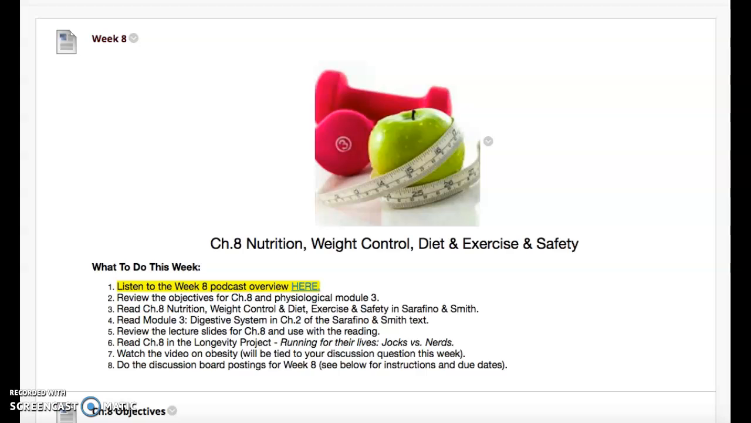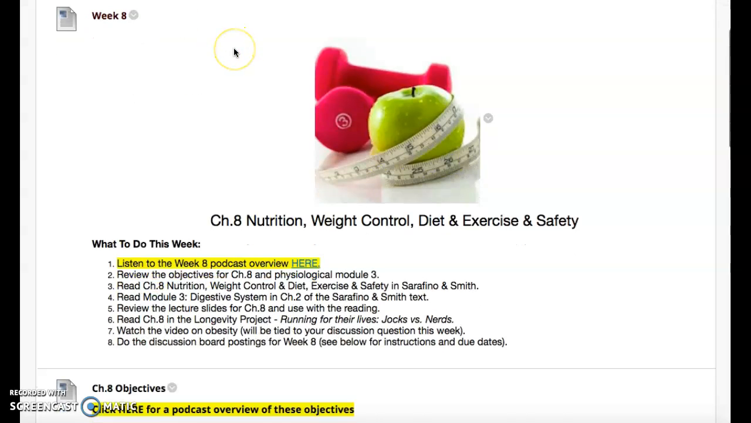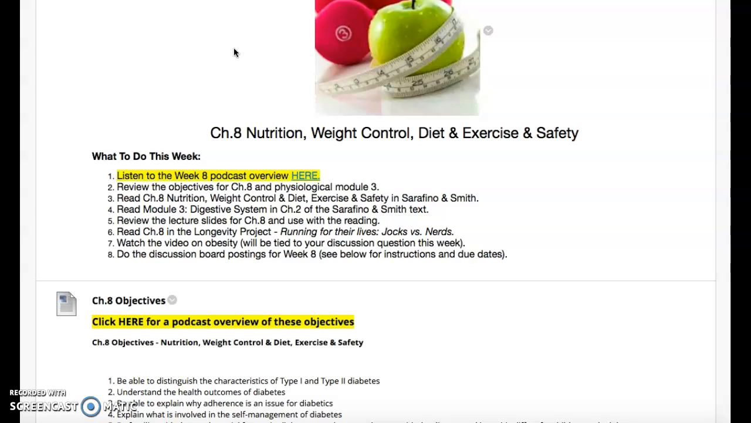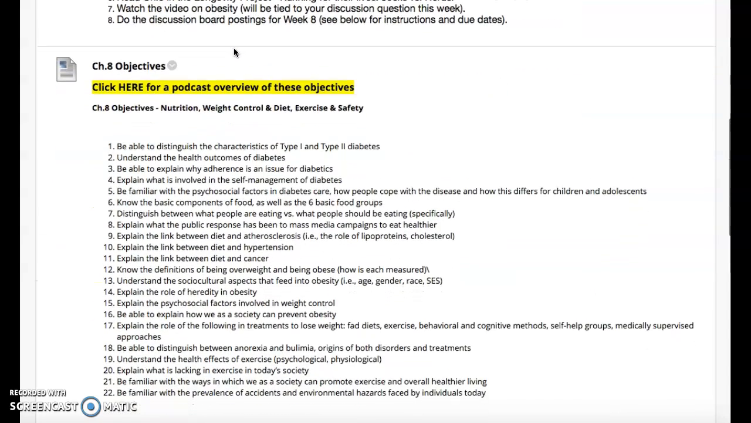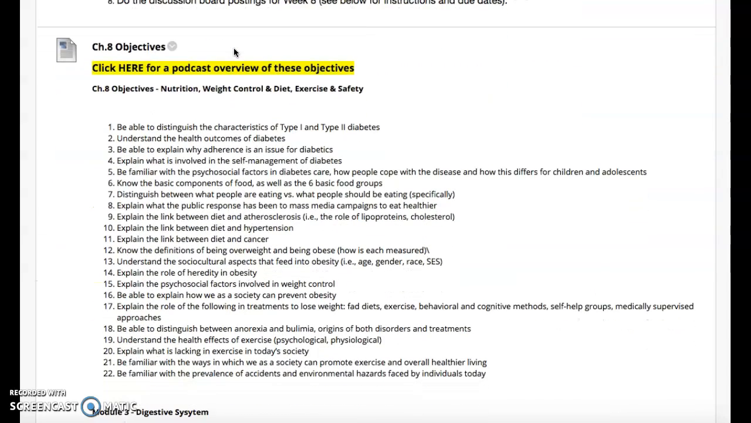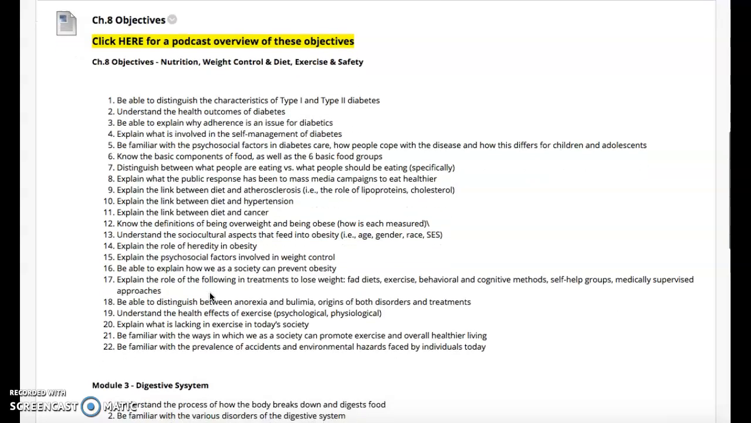This is the podcast overview for week 8, where we will be covering chapter 8, nutrition, weight control, diet, and exercise and safety. So here's your to-do list for the week. Also your objectives for chapter 8, and you can click here to get a rundown of each of these objectives and some more information about what to expect with this chapter.